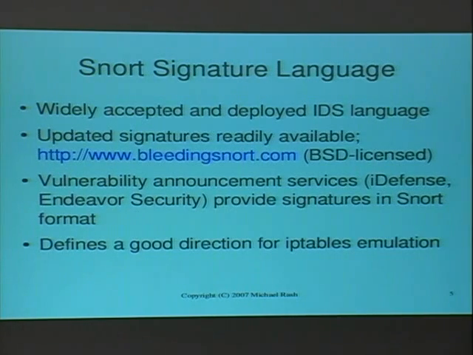Okay, so Snort, of course, is a widely accepted and deployed rules language for detecting malicious activity on a network. There are lots of ways to acquire very updated rule sets. Bleeding Snort is a nice rule set that's a BSD licensed set of signatures, very frequently updated. And in a vote of confidence for the Snort rules format, you have things like iDefense and Endeavor Security, which provide signatures for new attacks that they're seeing in Snort format. So it defines a good direction for an IDS language to emulate, if we can, within iptables.